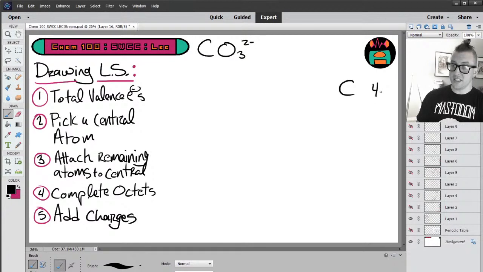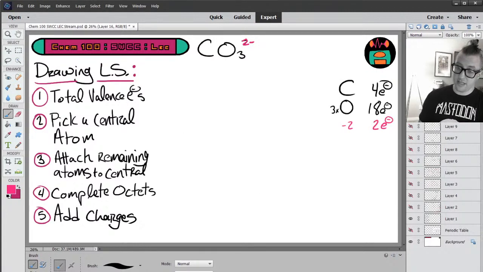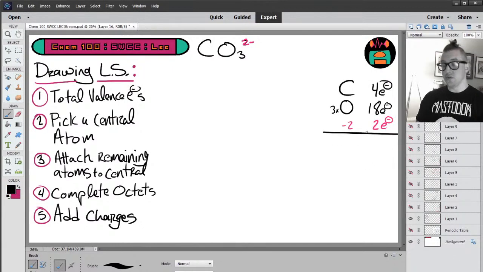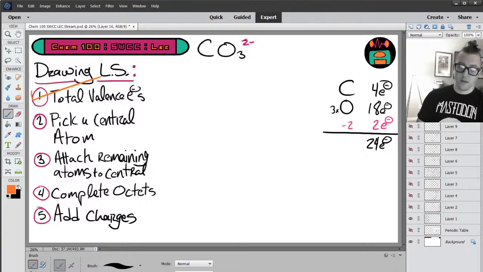Carbon has 4 valence electrons. Oxygen has 6, but we're dealing with 3 of them. 3 times 6 is 18. And now we have a charge of -2. That means we have 2 extra electrons in this structure. So we need to add 2 to our electron count, giving us a total electron count of 24. So now we've totaled.